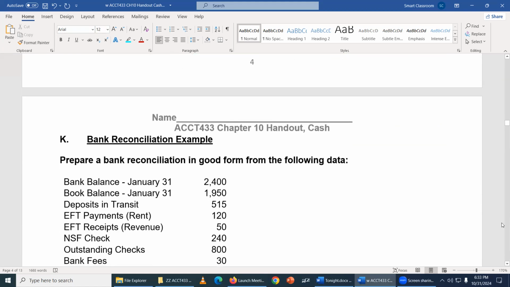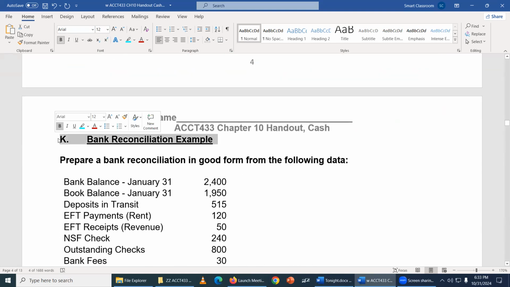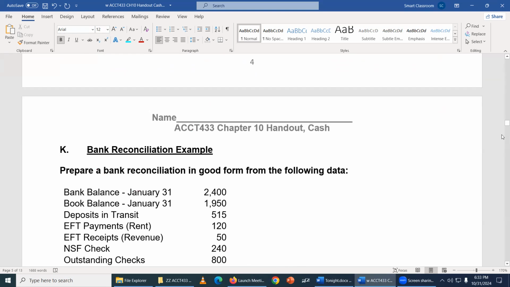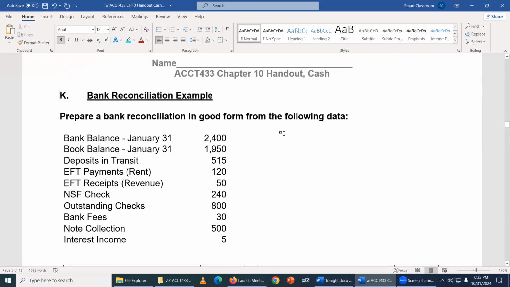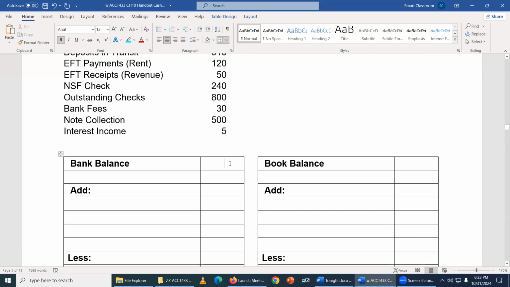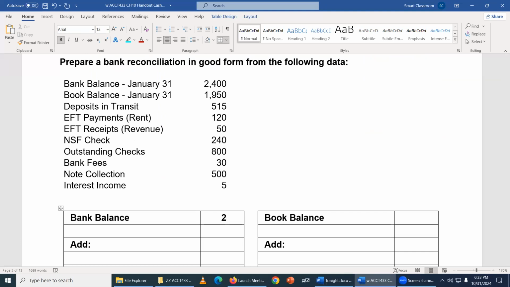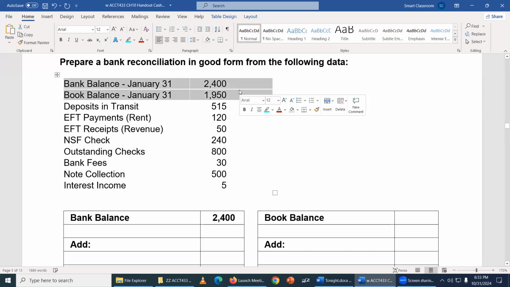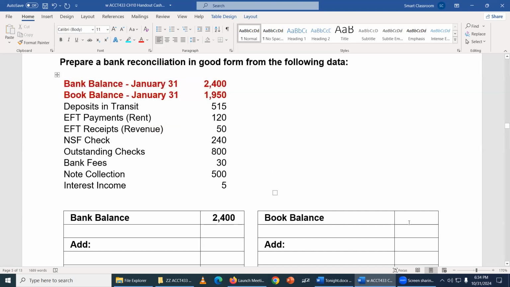We're going to do one of these. Okay, bank reconciliation example. So for a bank reconciliation, we start with a bank balance. The bank balance on January 31st is 2,400. And the book balance is 1,950, and obviously those are not the same number.